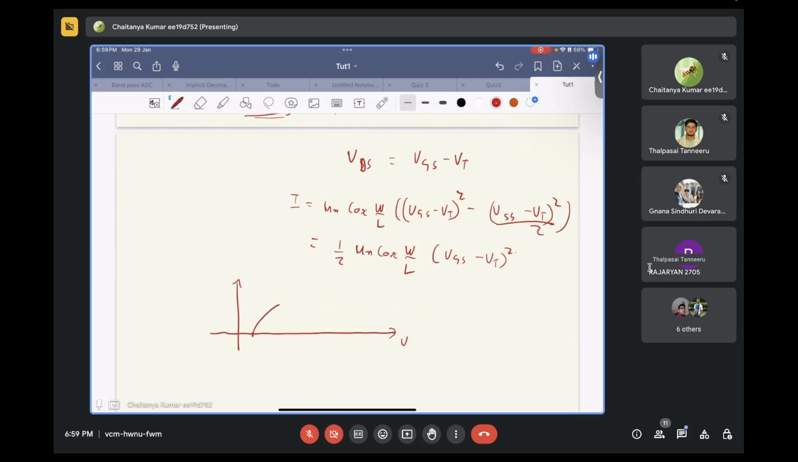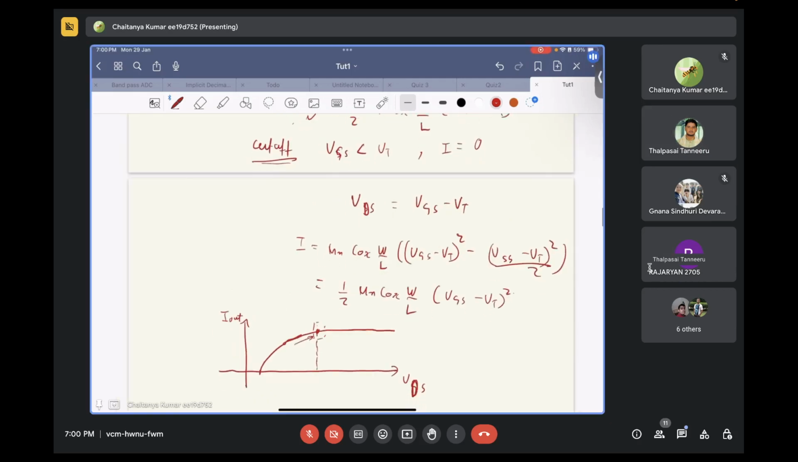So the current will start from here. Let's say this is some VGS. The current will start from here, and after some time it will saturate. And if you see that at the saturation point, this is VDS, sorry, and this is I out. At the saturation point and the triode point, whether you calculate the current's value from the saturation equation or the triode equation, you have to get the same value. Is this clear? Yes, sir.